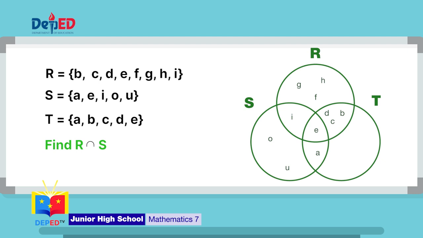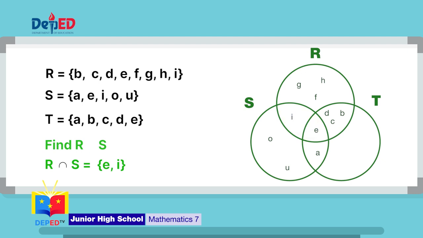What is R intersection S? To find the intersection of these two sets, we identify from the Venn diagram the regions where the circles representing sets R and S overlap or intersect. Thus, R intersection S is the set which contains the elements E and I.